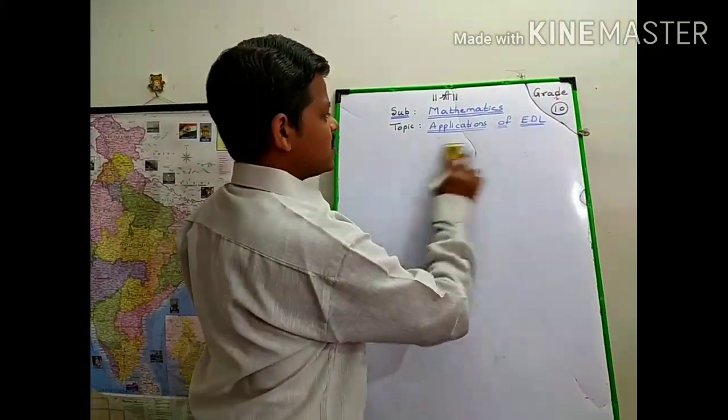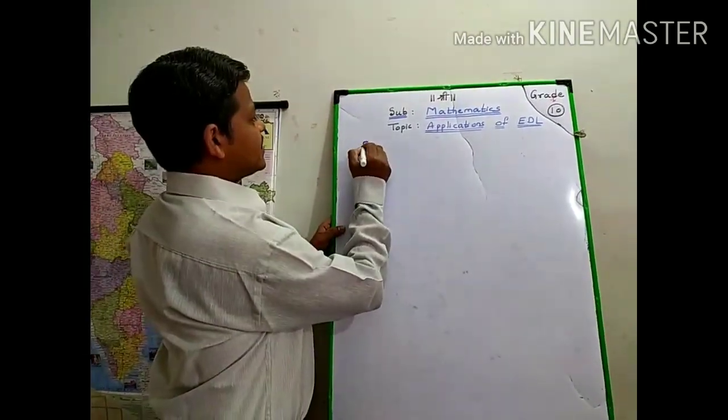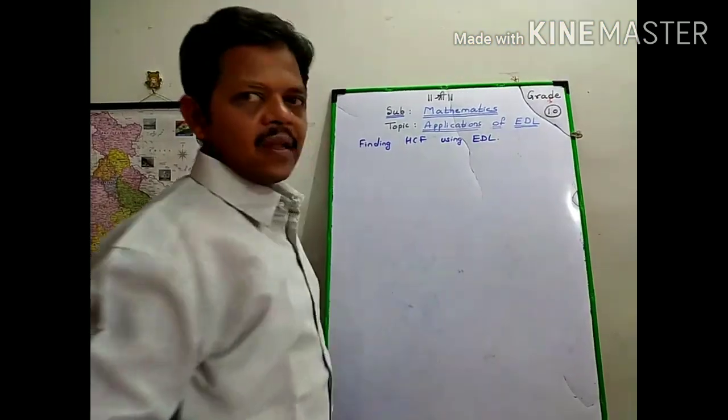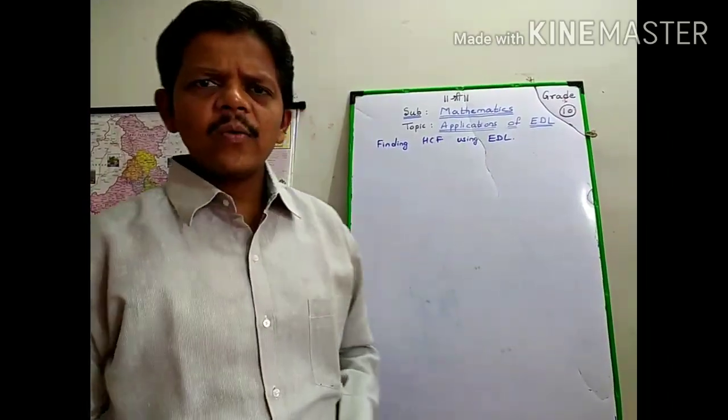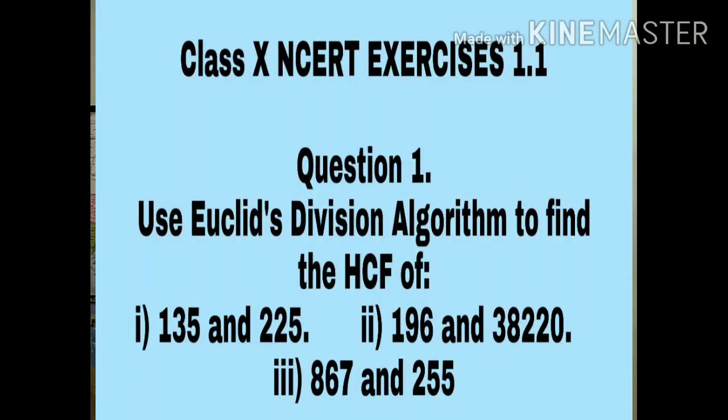Today, what we are going to see about EDL is finding the HCF. Finding HCF of any two integers using Euclid's division lemma. So this is one of the questions. First question in our exercise, wherein you can see what they have given, wherein we have to find the HCF of the numbers 135 and 225. We have to apply the Euclid's division lemma, correct?